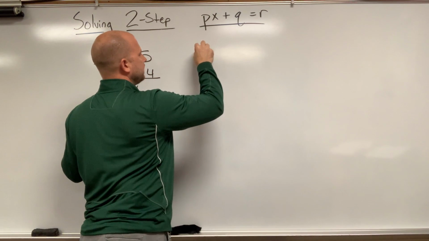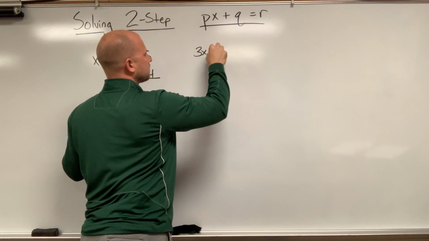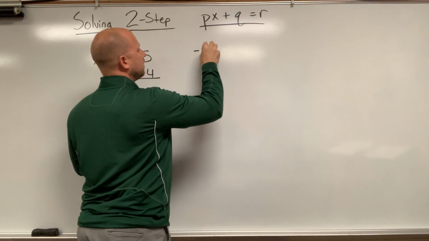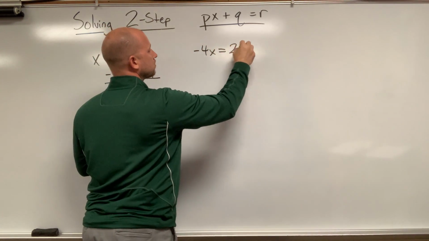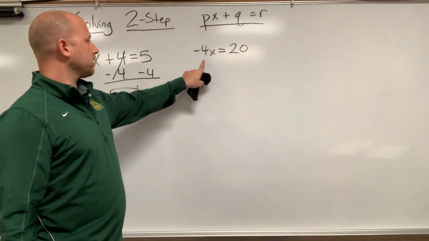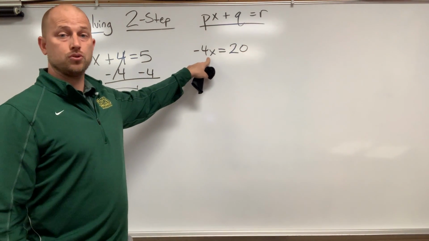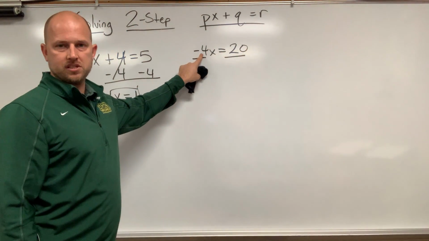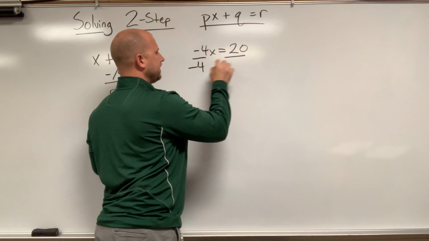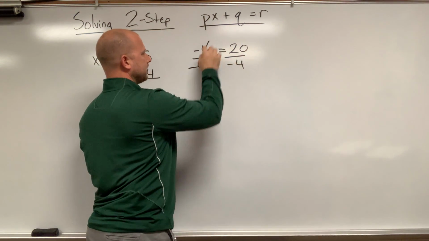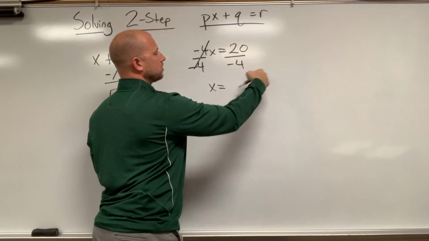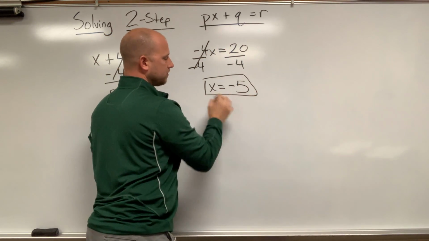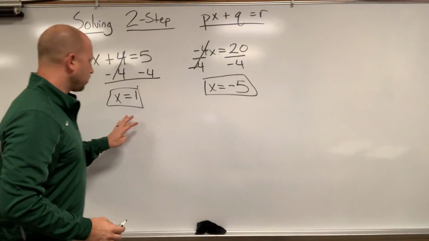Now, multiplication and division. Let's go with negative 4x equals 20. Now remember, this is multiplication, so you're going to do division, and you're going to divide by whatever that number is. It's a negative 4, so you must divide by a negative 4. This cancels out. This gives us x equals 4 goes into 20 five times. Different signs are negative when multiplying and dividing. So this is just a quick reminder on these.